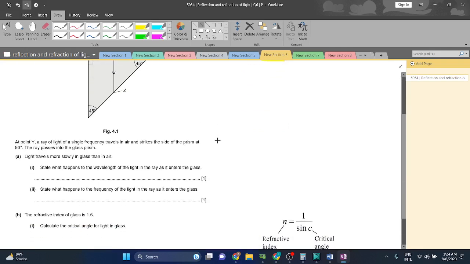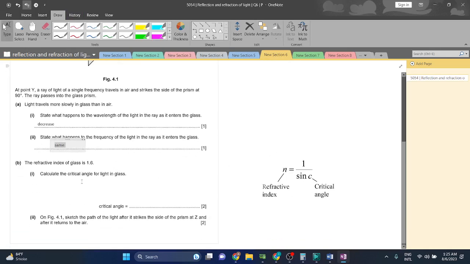Okay, next. State what happens to the wavelength of the light in the ray as it enters the glass. It is going to decrease. The wavelength is going to decrease. Okay, let's see the next part. State what happens to the frequency of the light in the ray as it enters the glass. As I just told you, frequency will be the same.